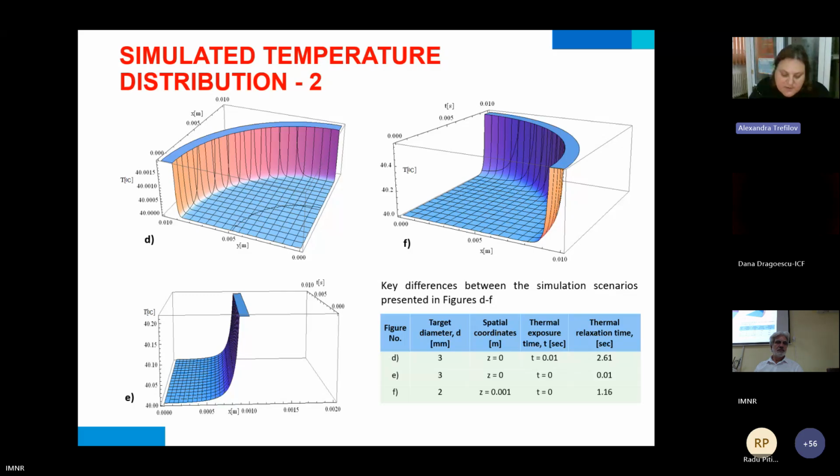The last figures present the thermal field in a full 3D format. It uses the same thermal parameters as in figure B, but now includes the Z direction, allowing for a more complete view of heat propagation throughout the tissue volume. The highest temperature remains at the laser interaction site, and as heat spreads outward, a smooth gradient forms, decreasing along both the Z and X axes.